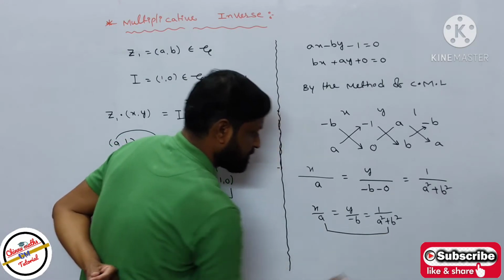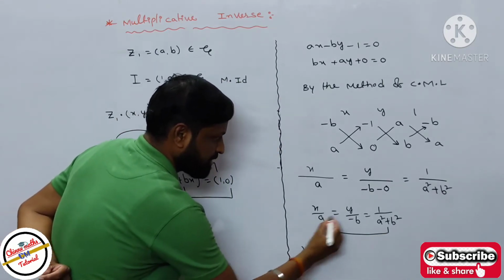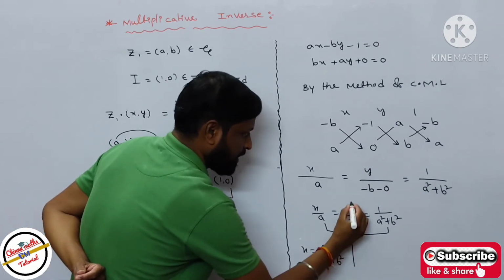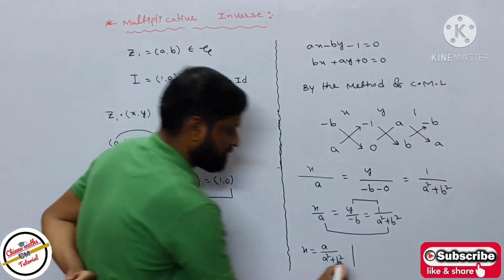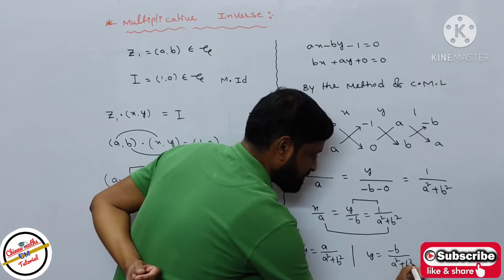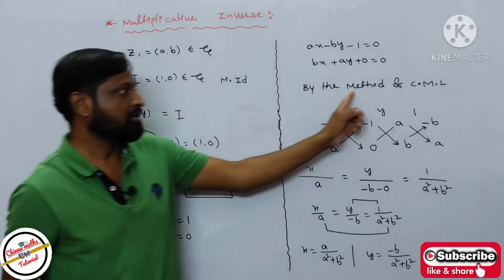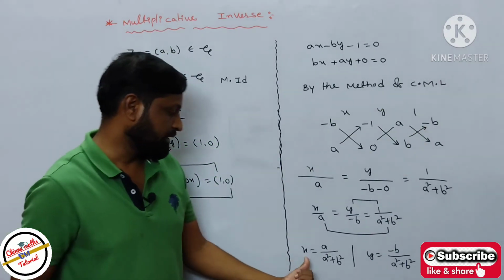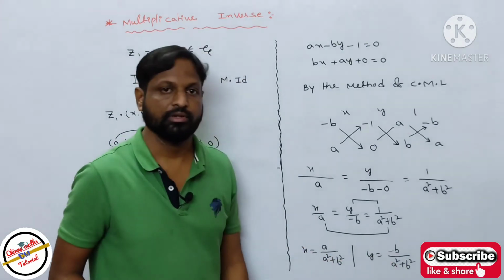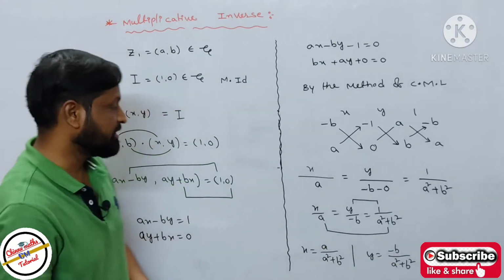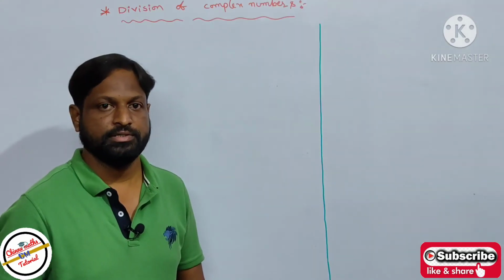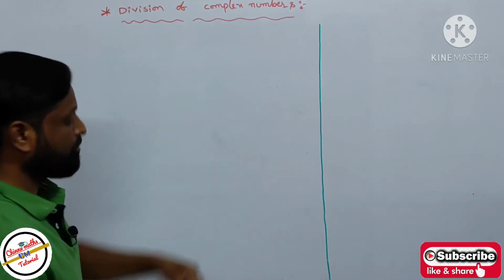According to these two, the x value, by taking the cross multiplication, equals a by a square plus b square. According to these two elements, what is the y value? Taking the cross multiplication, it is minus b by a square plus b square. So by the method of cross multiplication, directly you take the x value equal to a by a square plus b square, and the y value equal to minus b by a square plus b square. At a time you will get the x and y values. What are the x and y values? It is the complex number. So let's see the next one, division of complex numbers.